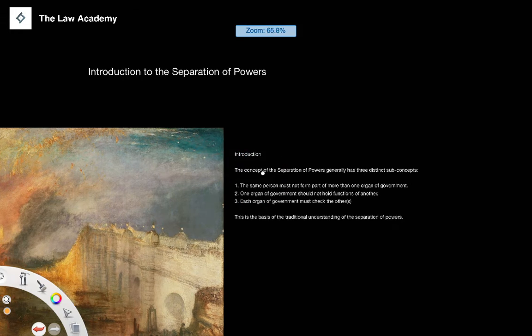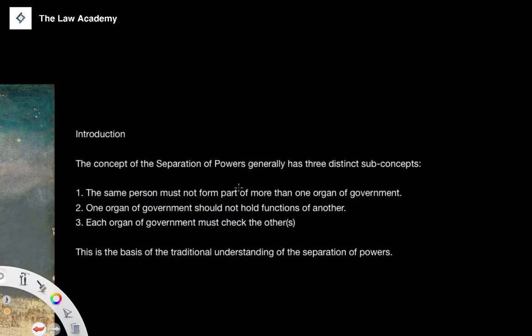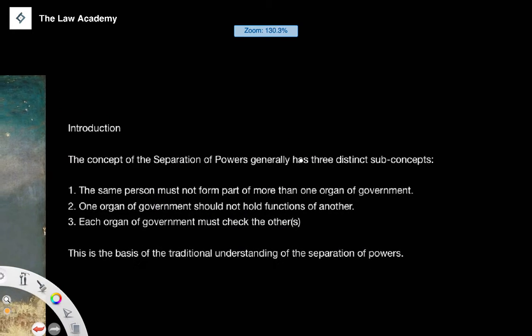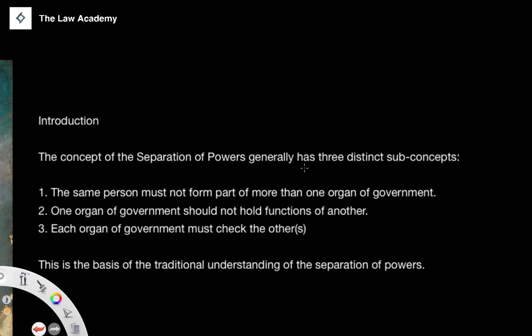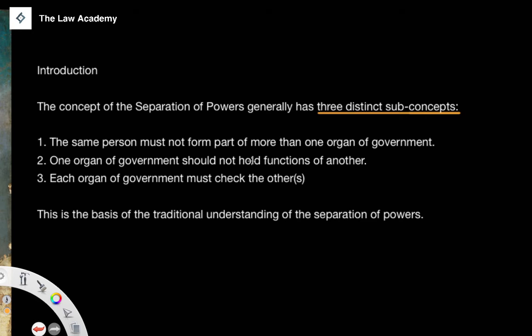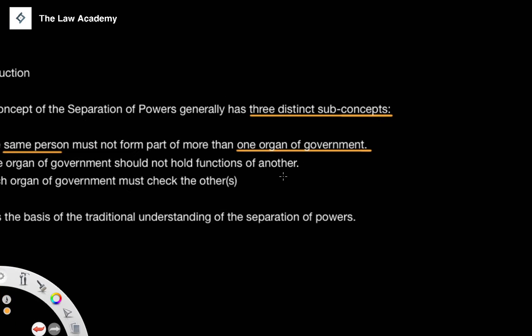So, as an introduction, the concept of the separation of powers generally has 3 subconcepts, okay? So it generally has three component parts to talk about. The first is the general principle that the same person must not form part of more than one organ of government. I'm going to talk about the organs of government in a minute. Secondly, one organ of government should not hold functions of another organ. And that could effectively be classed as should not hold power.